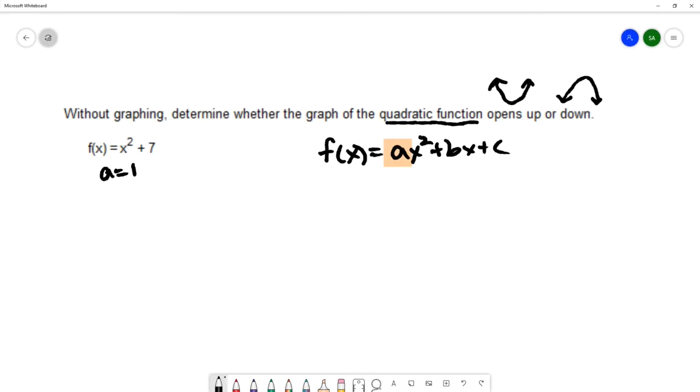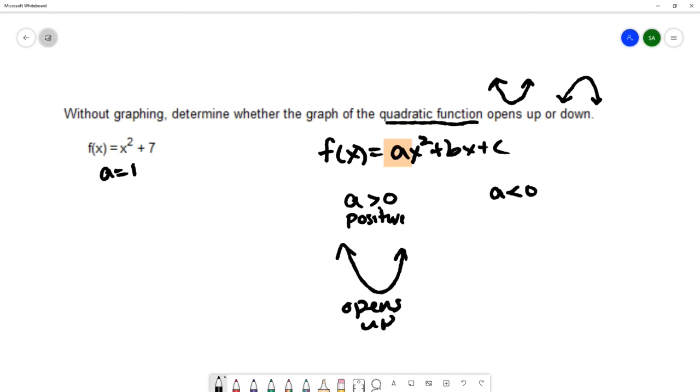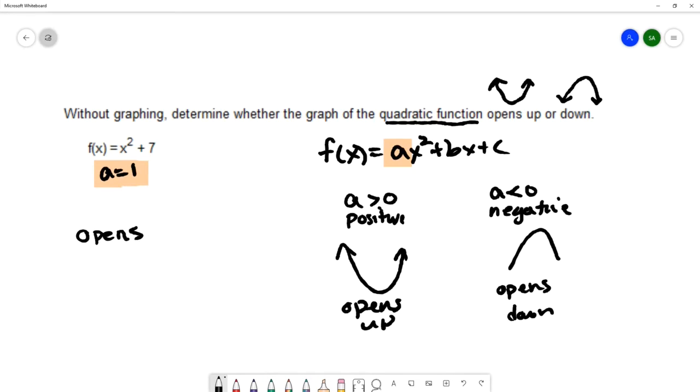Now, whenever a is greater than 0 or positive, that means that we have one of the parabolas that opens up. And whenever a is less than 0 or negative, the parabola will open down. So since a is equal to 1 for our quadratic function, we know that this is a quadratic function that opens up. A is 1, which is positive, and that graph will open up.